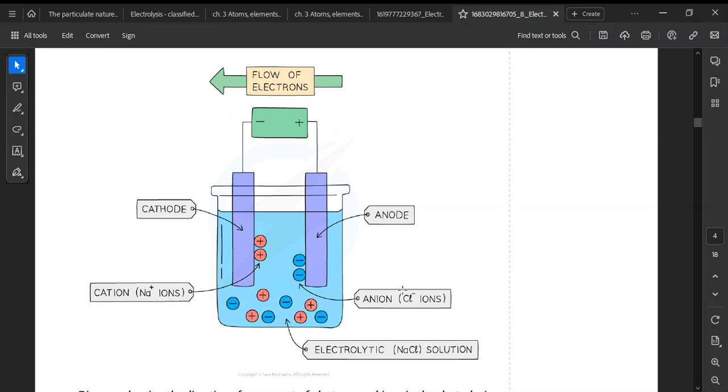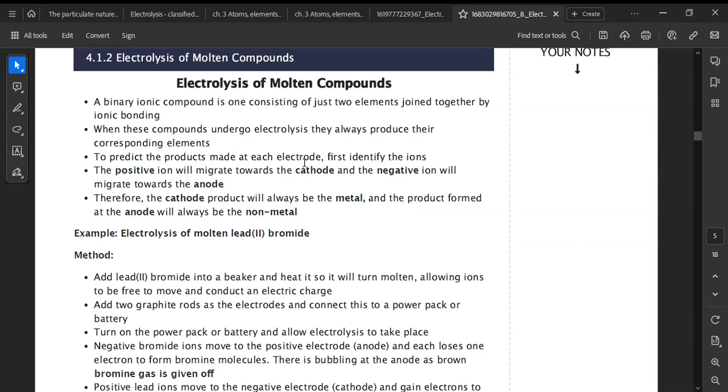case. Our anions will be Cl, chloride, because they are negatively charged. Cations will be sodium because they are positively charged. And then the flow of electrons is from the anode to the cathode, so from the positively charged to the negatively charged. And over to Daniel.